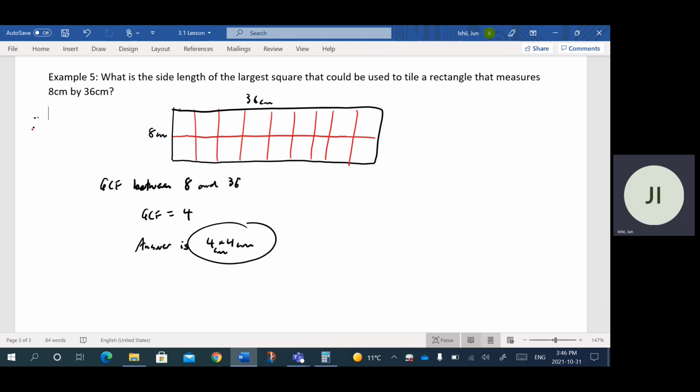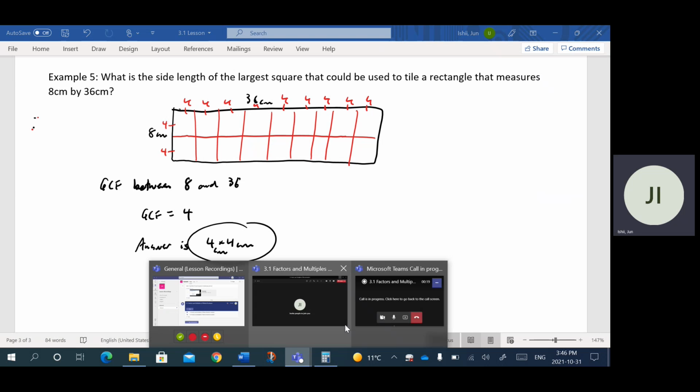This doesn't look like a square right here, but anyways, they're supposed to be. Hopefully that makes sense. This is 4, that's 8. These are all 4s as well. 9 4s is 36. So using 4 by 4 squares, we can make a rectangle that's 8 by 36. All right, guys, cool. Hopefully that makes sense.